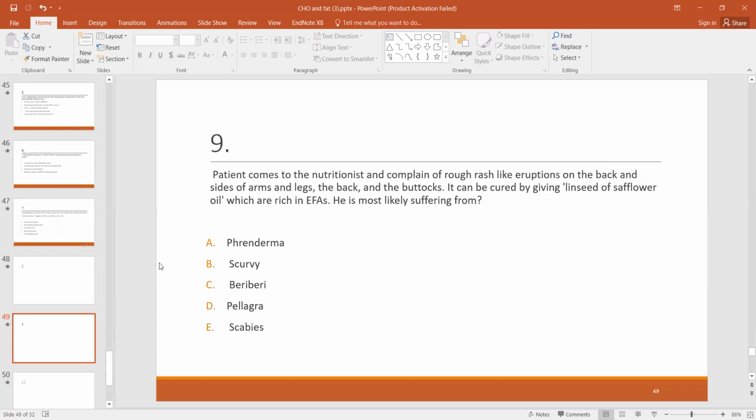A patient came to the nutritionist and complained of a rough, rash-like eruption on the back and sides of the arms and legs, the back and the buttocks. It can be cured by giving linseed or safflower oil, which are rich in essential fatty acids. He is most likely suffering from phrynoderma, scurvy, beriberi, pellagra, or scabies. A, phrynoderma. It is the deficiency of essential fatty acids.